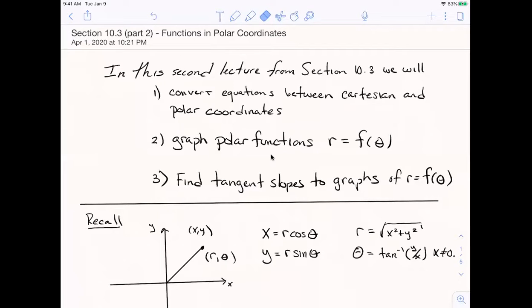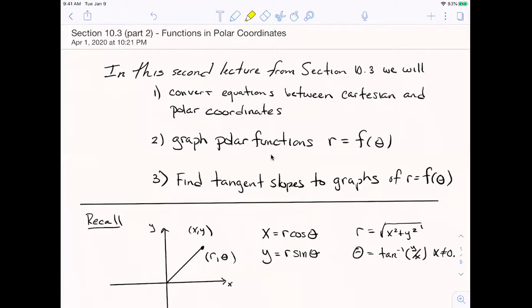In the first video lecture of this section, we got introduced to the polar coordinate system and got used to plotting points, converting points, and orienting ourselves to these two new measurements, this polar angle and this polar radius.